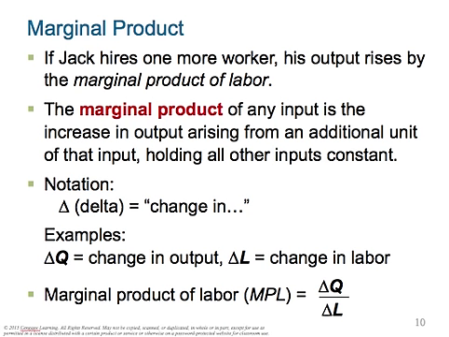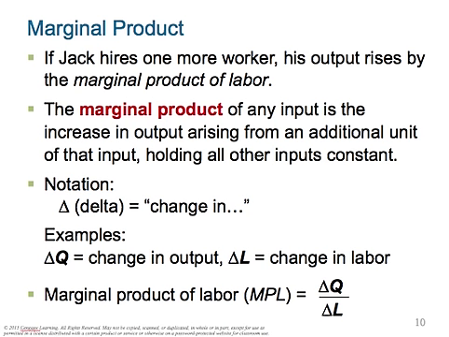What happens to his output? Does it rise? That's your marginal product of labor. And by how much? So again, the marginal product of any input is the increase in output arising from the additional unit of that input, holding all other inputs constant. So saying nothing else changes, we're just going to look at what changes if we increase our labor pool by 1 worker.